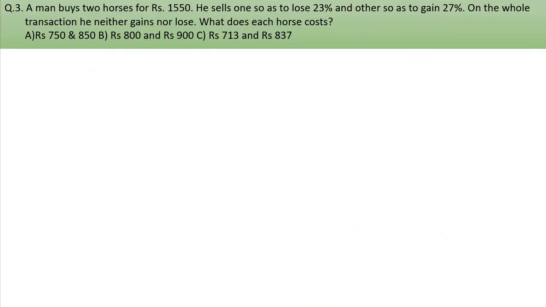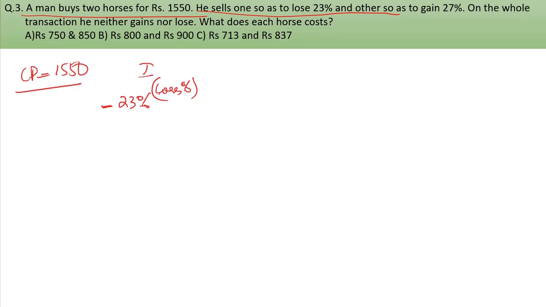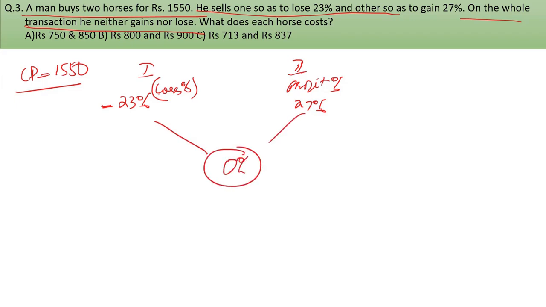In the next question, a man buys 2 horses for rupees 1550. The total cost price is 1550. He sells one so as to lose 23%. In the first case we have 23% loss, and for loss I will take minus. The second horse he sells so as to gain 20%, that is profit. And on the whole transaction, he neither gains nor loses, which means 0% overall.